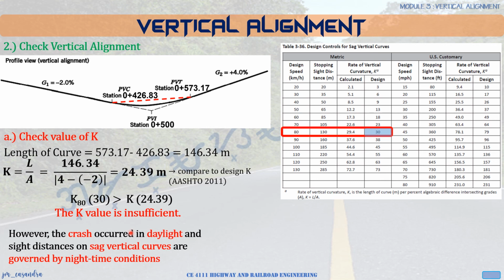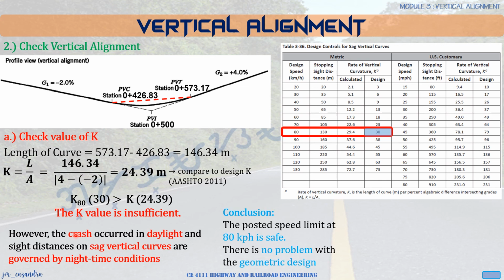Okay? But the crash occurred during daylight. And take note that for sag vertical curves, the sight distances will be governed by nighttime conditions. So, meaning, even though our K is insufficient, since the accident happened in the daytime, it will still be a safe speed for the vehicles. Okay? So, meaning, there is no problem with the geometric design.